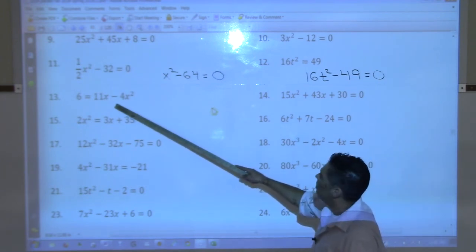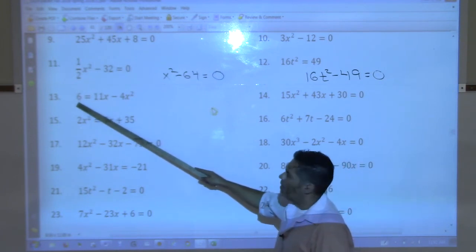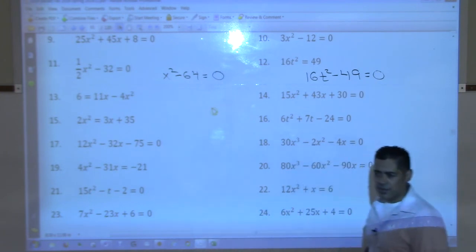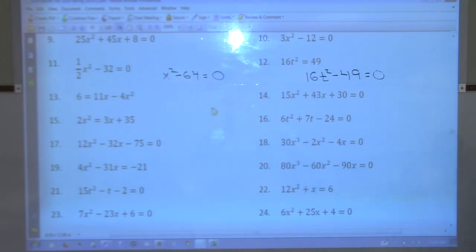No fractions to worry about, right? You move the 6 and then set it up in descending order. Yeah, you can move the 6 over and then put it in descending order and use your AC method, because there's 3 terms. How about this one?